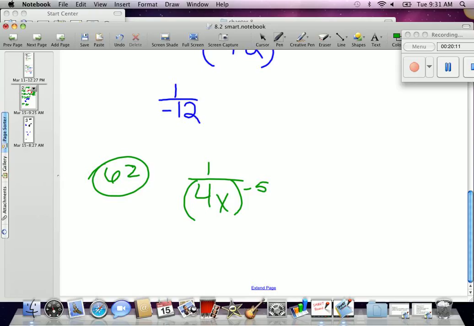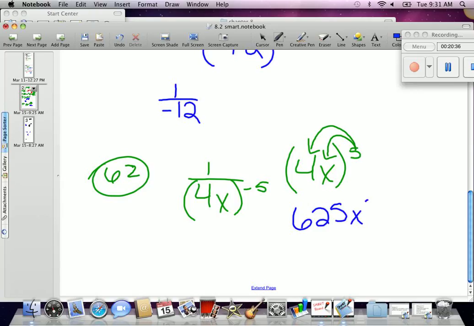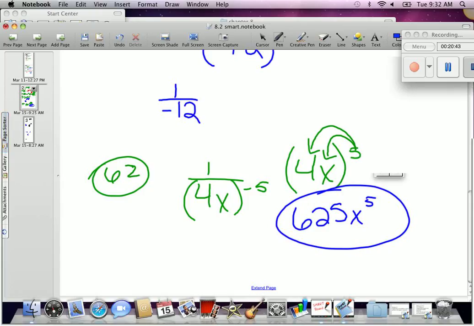What do I have to do? I have a negative exponent. What do I have to do? Flip it. So it becomes 4x, right? You put it to the what power? But now I have to go like this, don't I? So what is 4 to the 5th? 625? And then x to the 5th. Okay? Yeah? No, I think I did it. I think you did it wrong.